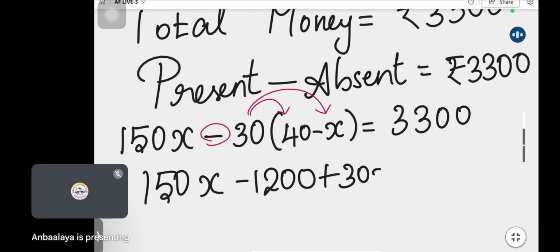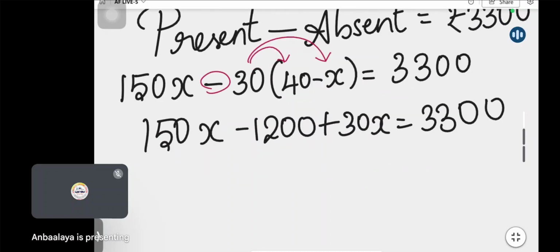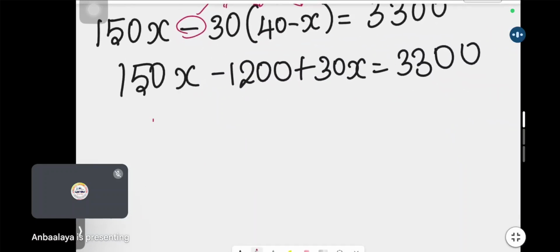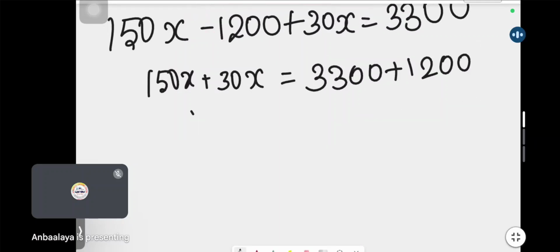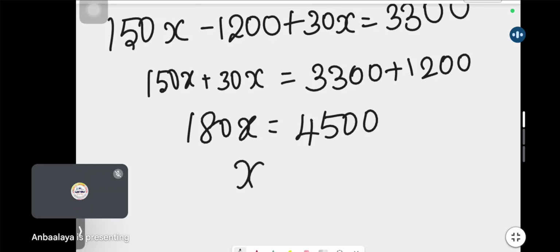Many of you would make a mistake in this step. Many students would write minus 30x, and then you will get the wrong answer. Why do we get plus 30x? Because we are multiplying the minus inside also. Next, keeping variables on one side and constants on the other: 150x plus 30x is equal to 3,300 plus 1,200. Here we have 180x is equal to 4,500.